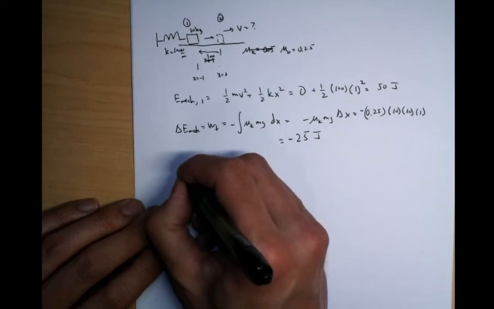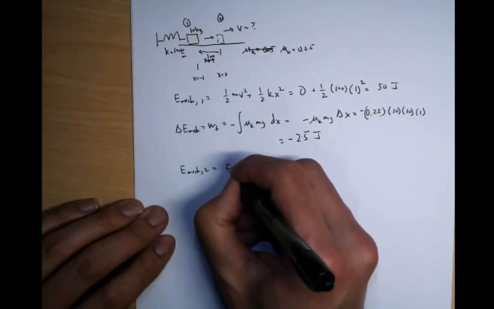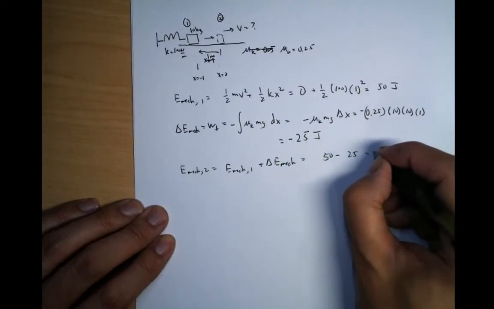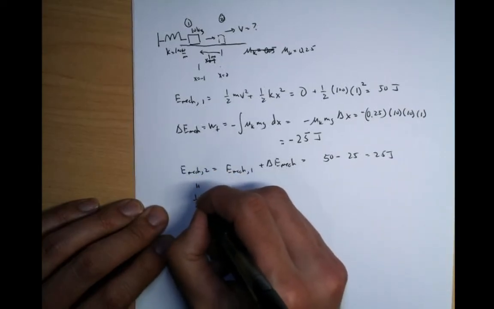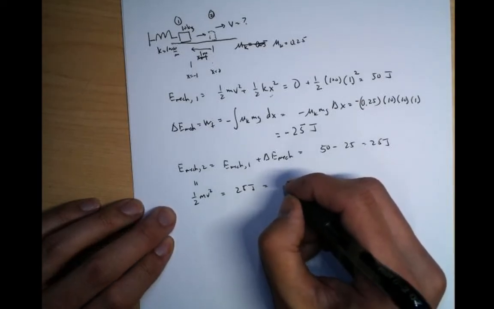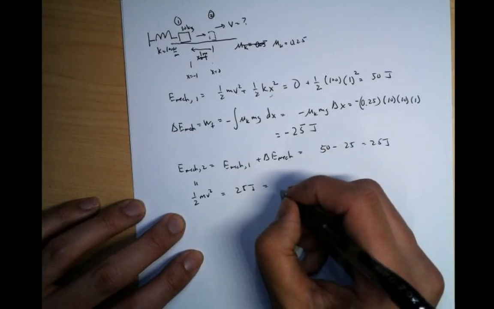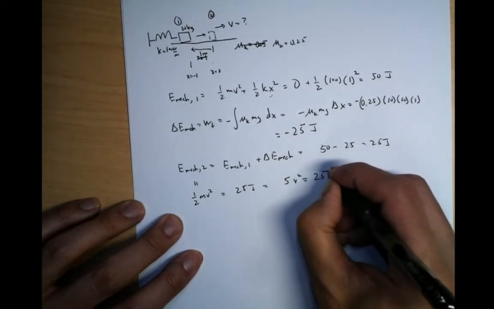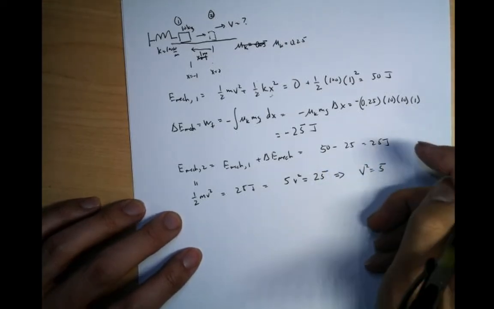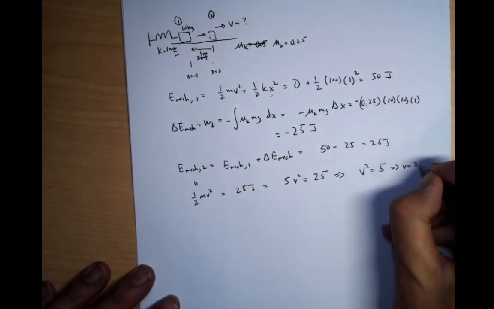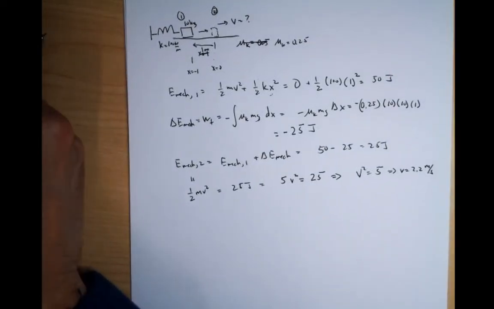What that means is that the mechanical energy at 2 is equal to the mechanical energy at 1 plus delta E mechanical, which is 50 minus 25, or 25 joules. And mechanical energy at 2 is just 1/2 mv squared plus 1/2 kx squared, where x in this case is 0. So it's 5 v squared equal to 25. So v squared is equal to 5, and that's about 2.3 or so. Let me check that real quick. Square root of 5 is 2.2. Okay, and so that is it for conservation of energy when you include frictional terms.